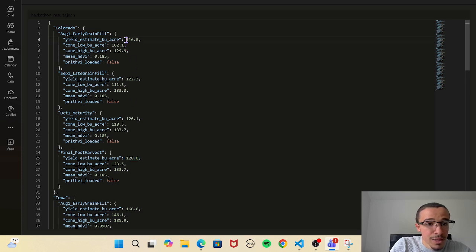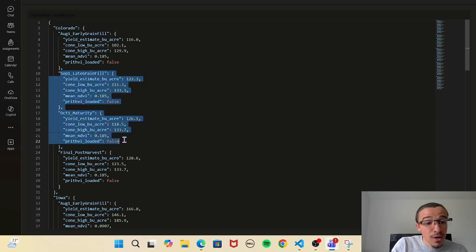So we have 116 at the beginning, and then for the cones of uncertainty, this is essentially a confidence interval, a plus or minus, if you will. Right now we have roughly 14 plus or minus. The AI model is expecting that it could either be 14 below our estimate or 14 higher. And as the season goes on, we notice that the estimate is increasing as well as the confidence interval shrinking. So, what does this mean?